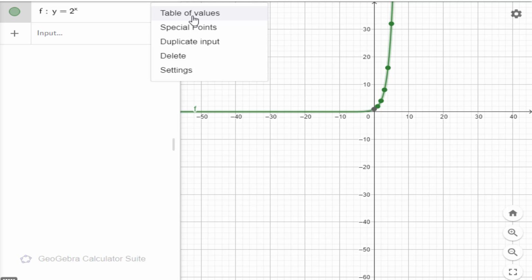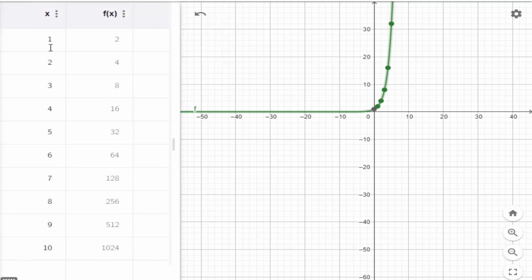And let me show you the table of values. For 1, it returns 2. For 2, it returns 4. For 3, it returns 8. And for 4, it returns 16. For 5, it returns 32. For 6, it returns 64. For 7, it returns 128. For 8, it returns 256, and for 9 it returns 512, and for 10 it gives us 1024.